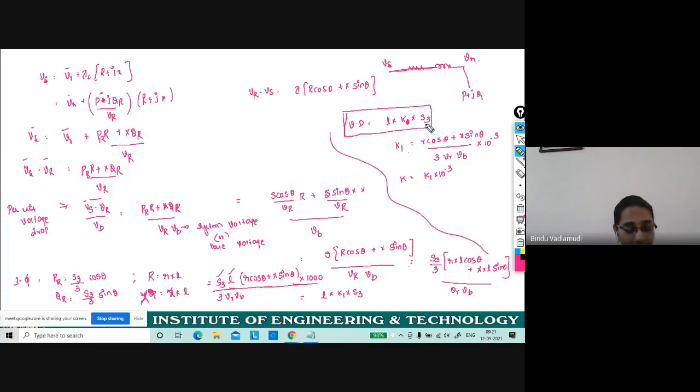S indicates here. What is the S value? S is the apparent power, and K is the constant, given as R cos theta plus X sin theta, divided by 3 into VR into VB, and L is the length of the transmission line. This is the expression you have to remember.